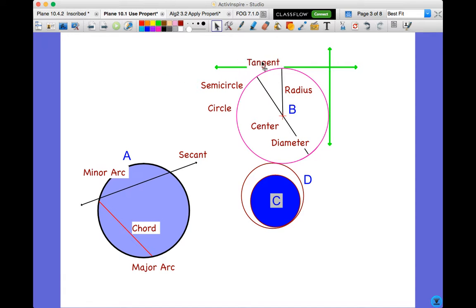And then we also have these lines that are tangent. Tangent lines touch the circles only at one point. So these two circles, B and D, are tangential circles because they touch at one point, and since they touch externally, it's external tangents, while C and D are internally tangent.